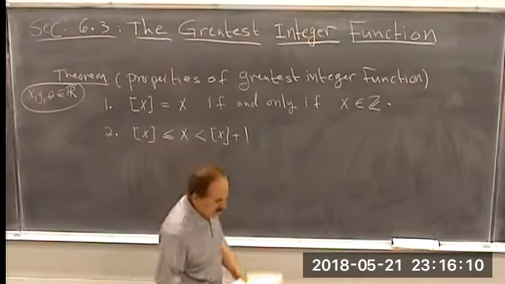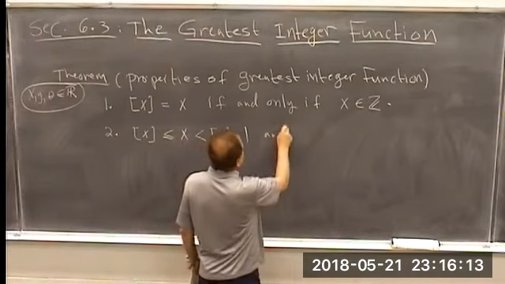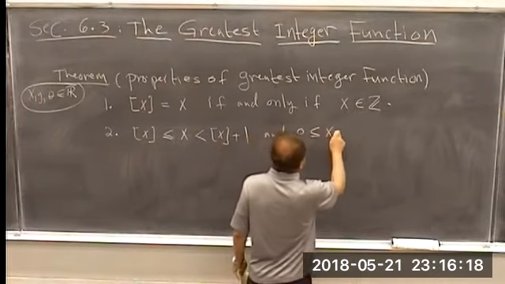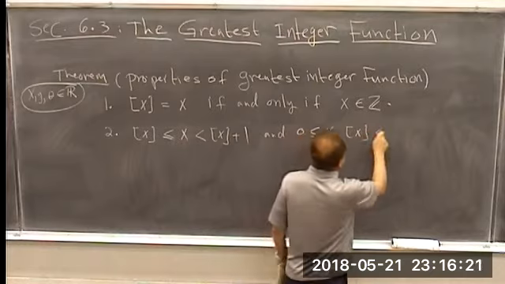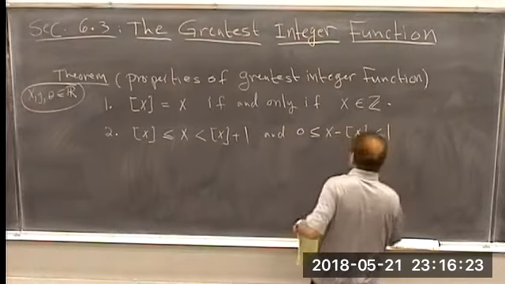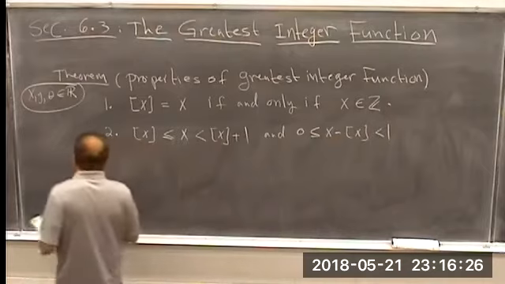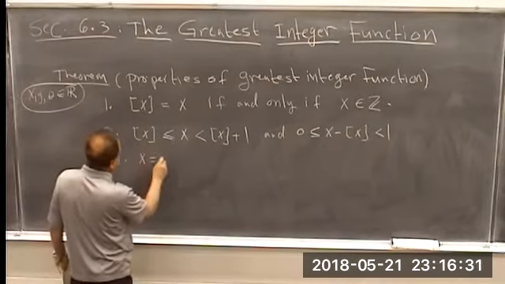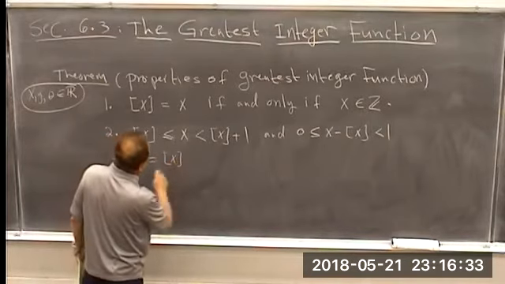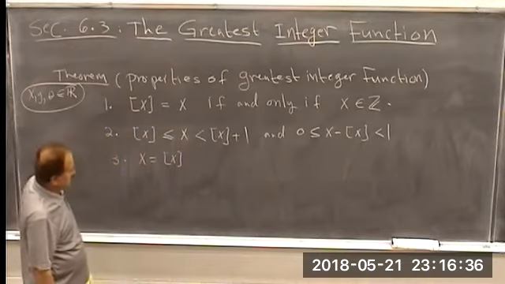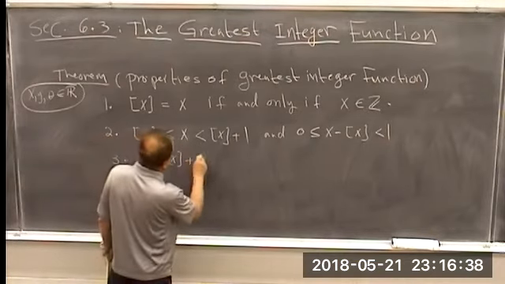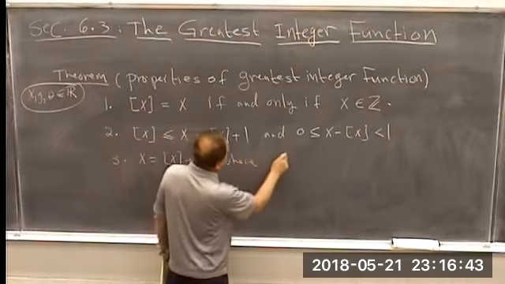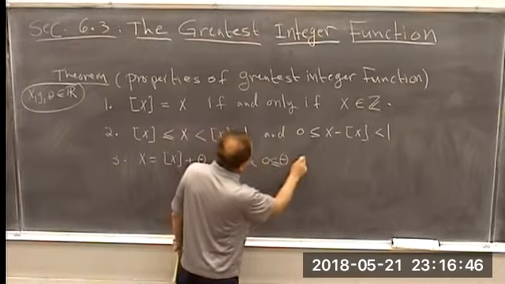Also in here we have another property along with this, and this is 0 less than or equal to x minus bracket x, less than 1. Property 3: x can be written as bracket x, which is going to be an integer, plus some real number theta, where theta is at least 0 but less than 1.